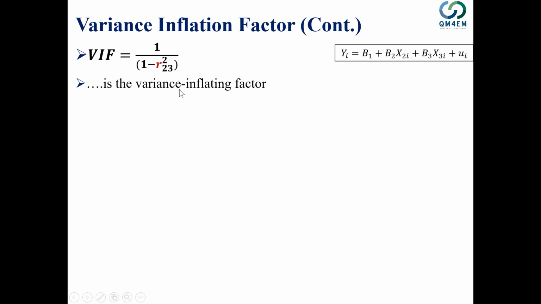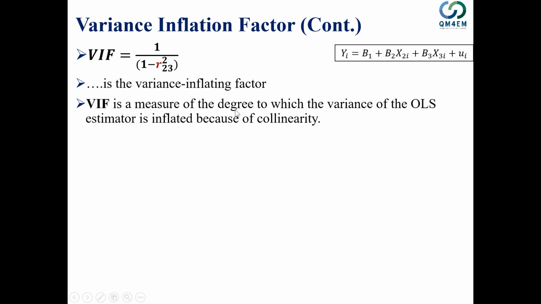What does it say? VIF is a measure of the degree to which the variance of the OLS estimator is inflated because of collinearity. In simple words, as I revised at the start of my lecture, when there is multicollinearity, the variances of the betas are larger, or in other words, inflated. VIF tells you the degree of that inflation or increase in the variances. So when there is multicollinearity, the variances of the betas increase, and because of that the t statistic becomes smaller, and we end up not rejecting H0 when it should be rejected. How much do the variances increase? They increase by the VIF, the variance inflation factor.